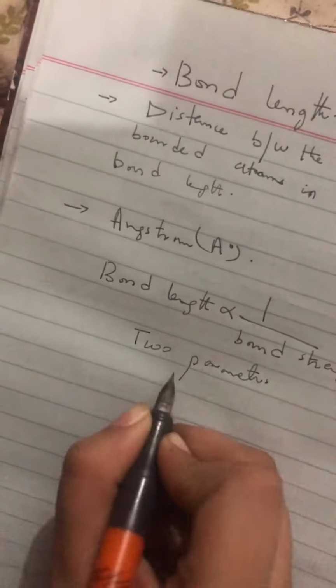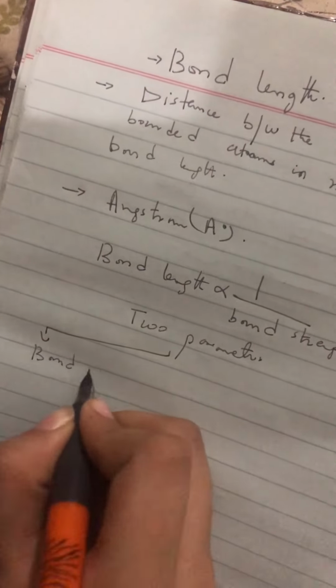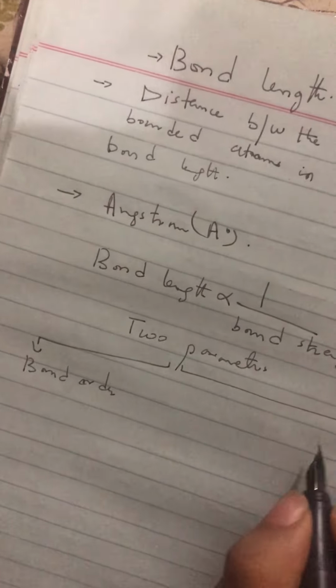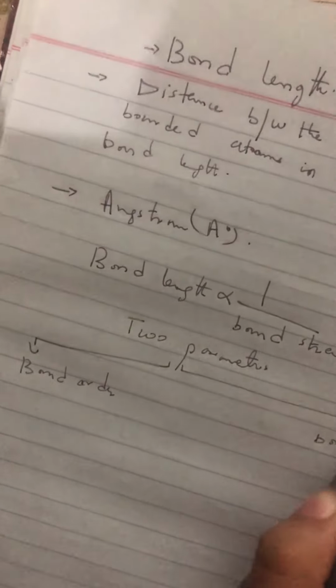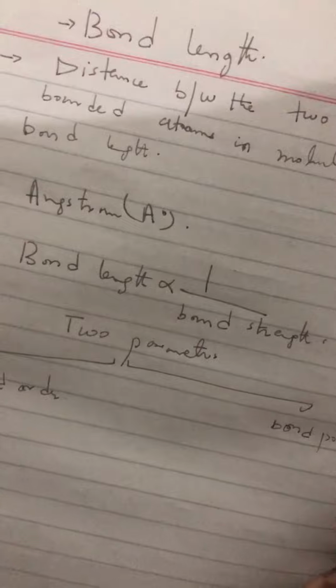Two parameters. Number one is the bond order. Another is the bond polarity. These are the two parameters of the bond length.